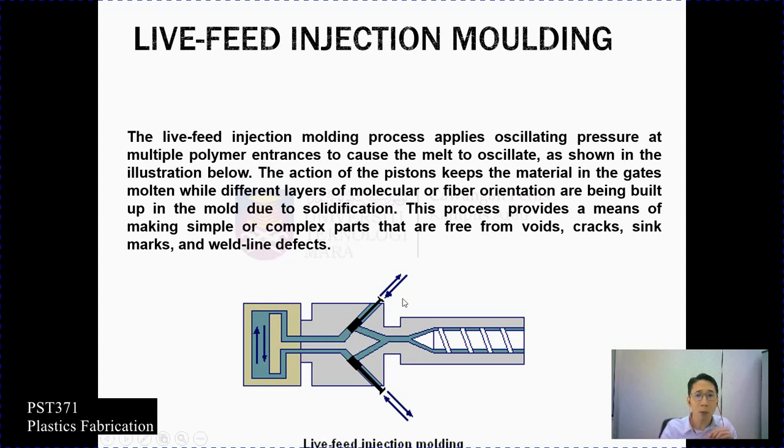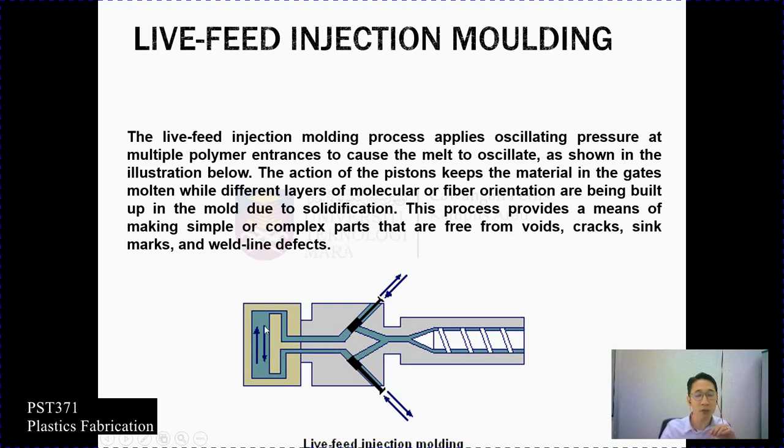For example, when the piston on the top side moves upward, it allows the raw material to fill the cavity in the direction from top to bottom. And then when it closes, the other piston from the bottom moves upward and allows the material to fill from the reverse direction of the first layer.